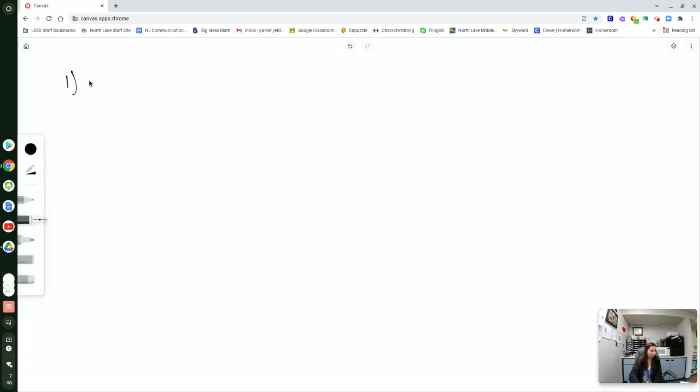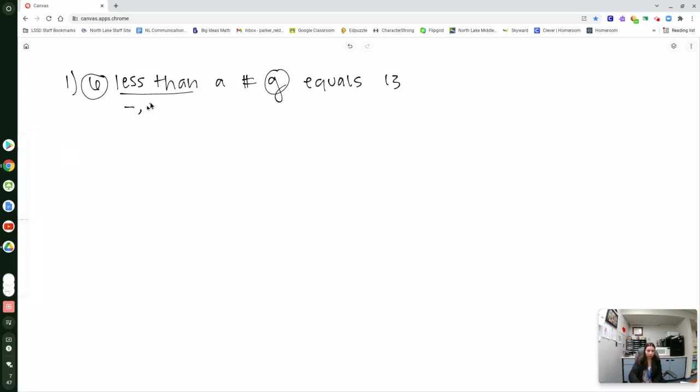So question 1 asks us to write the word sentence as an equation, and the word sentence is 6 less than a number G equals 13. So let's look at the first part that says 6 less than a number G. I need to think about what the words less than mean, what operation that's asking me to do with 6 and G. Well, less than does mean subtraction, but remember there are some subtraction phrases that tell us to actually switch the order of the numbers.